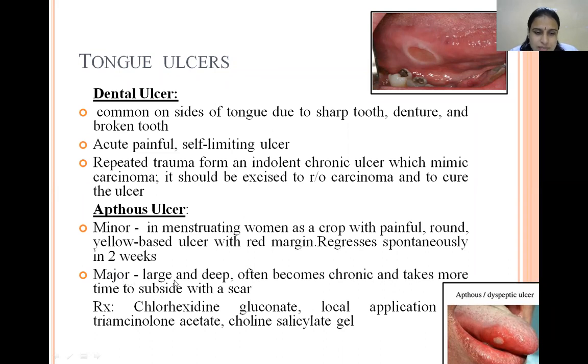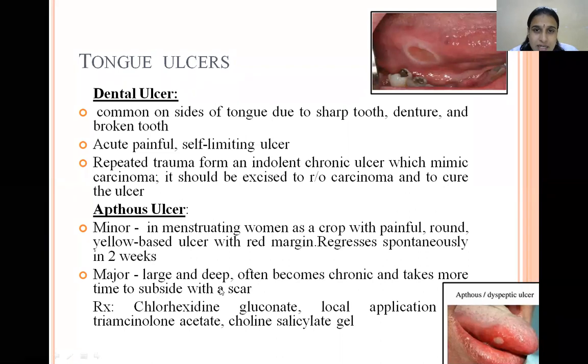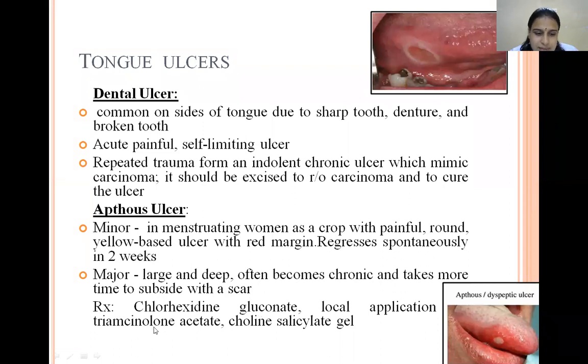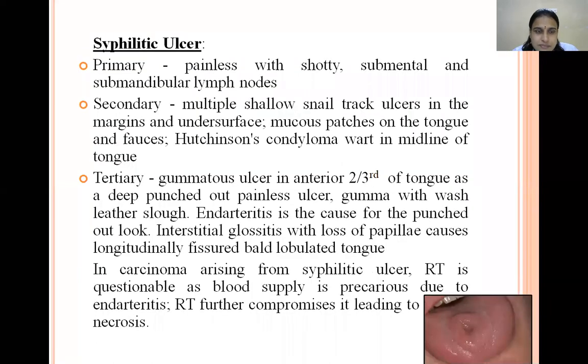Major ones, which are larger than the minor ones, are large and very deep. So they may become chronic and take more time to subside and resolve. Sometimes they resolve with a scar. Chlorhexidine gluconate and local application of triamcinolone acetate, choline salicylate gel may be helpful in healing of these ulcers.